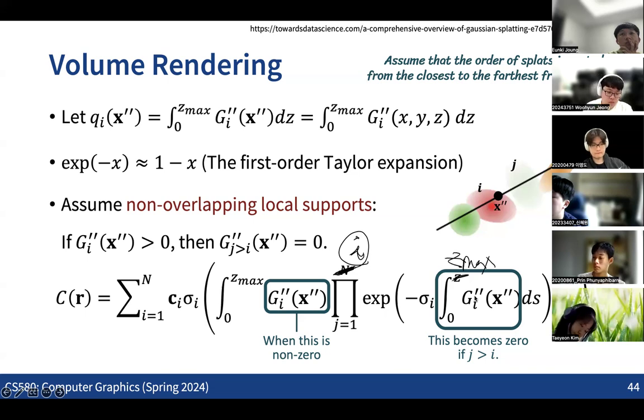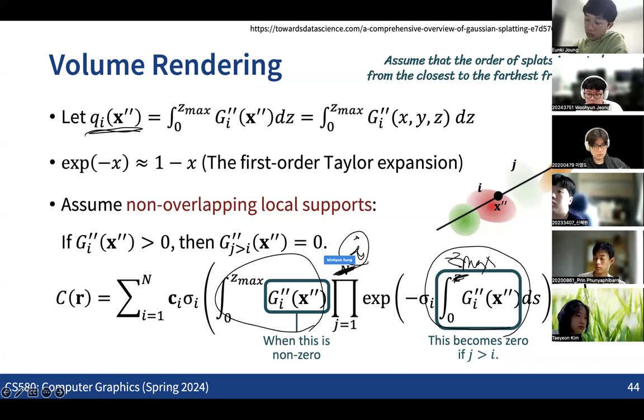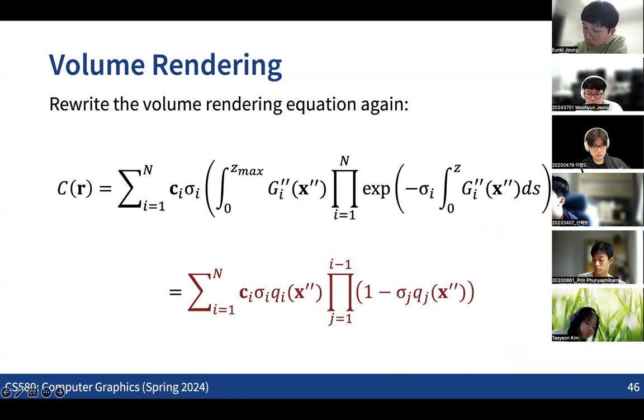Also, you might be confused that we have the x double prime term here while taking the integral over z. Actually, here x double prime is the ray coordinates, which has the x, y, z coordinates. So we are now taking the integral over the z axis, right? So now we are replacing this with i, and we have the z max. Then we can simply rewrite this part with the q i term that we introduced. And we can also do the same thing here as well. And then we are also approximating the exponential of minus x into 1 minus x, right? Then what we get at the end is this term.